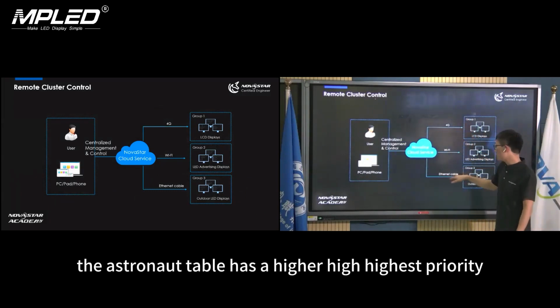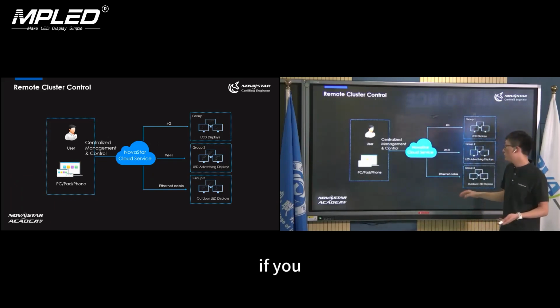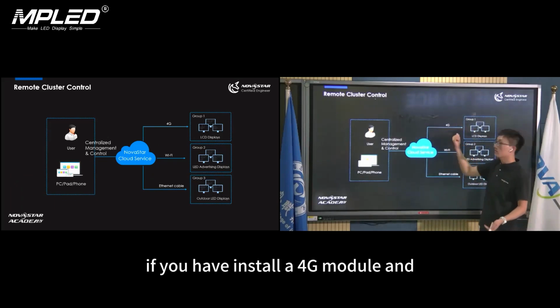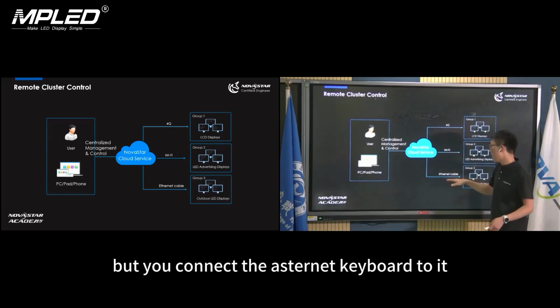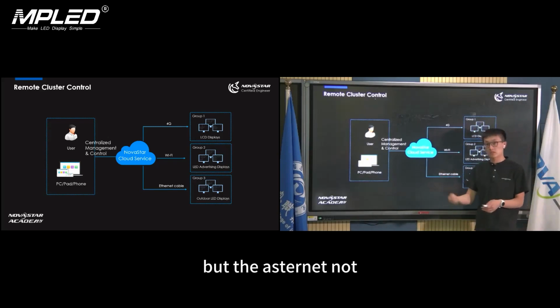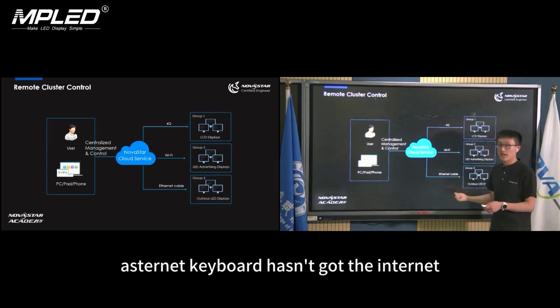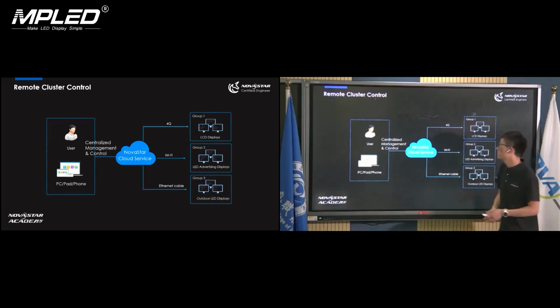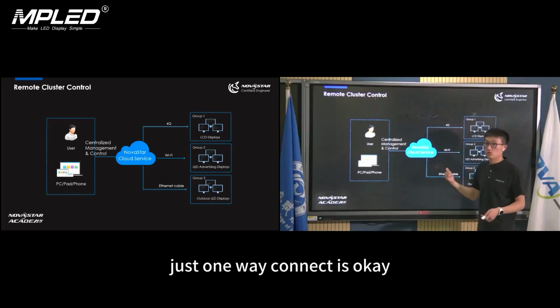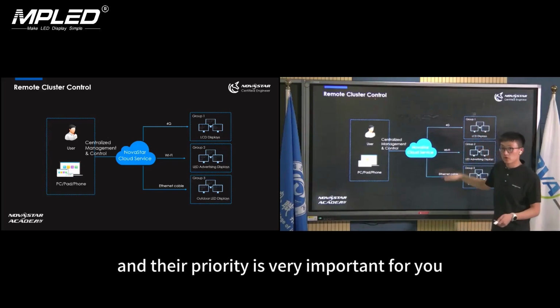order. The Ethernet cable has the highest priority. If you have installed a 4G module and the 4G module can work fine, but you connect the Ethernet cable to it, but the Ethernet cable hasn't got internet, in this way, your device still has no internet. Make sure that just one way is connected, and their priority is very important for you.